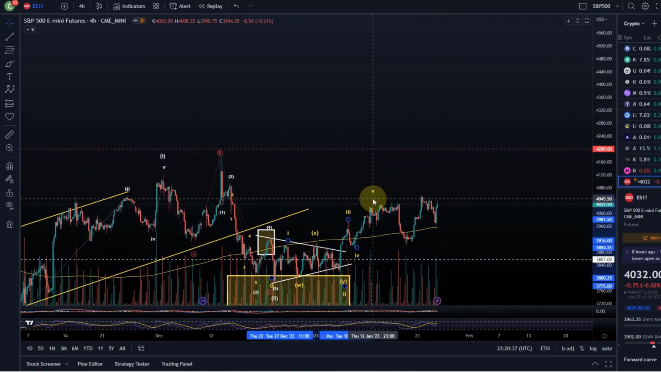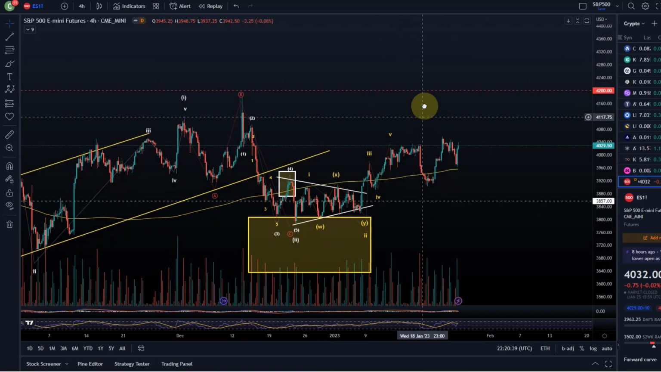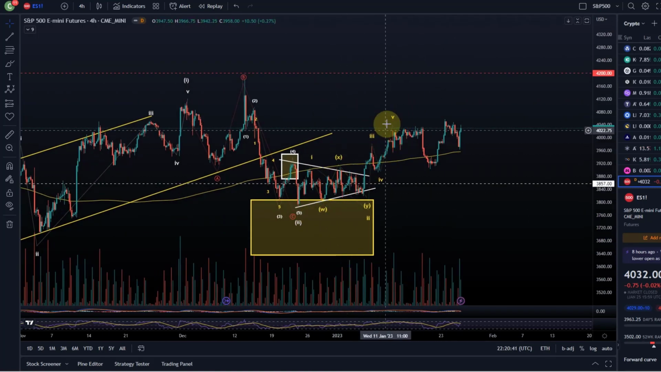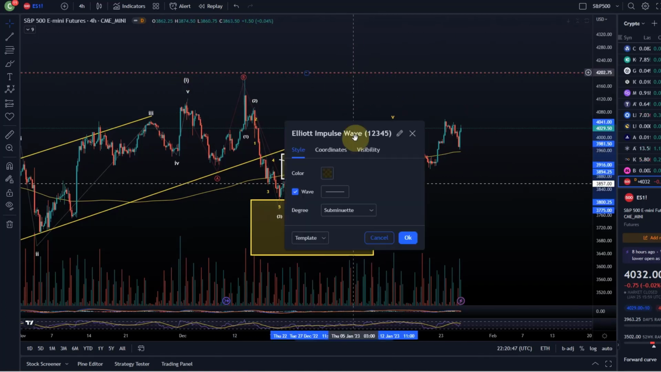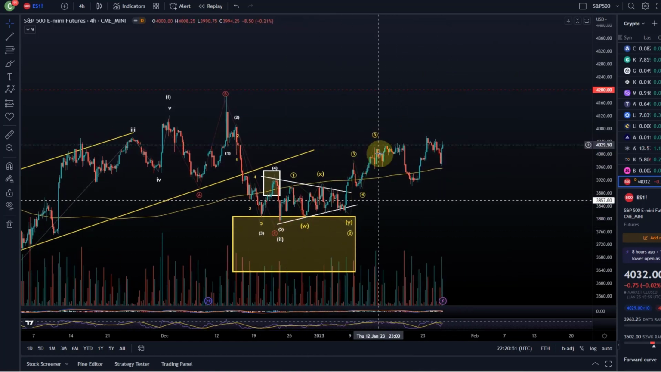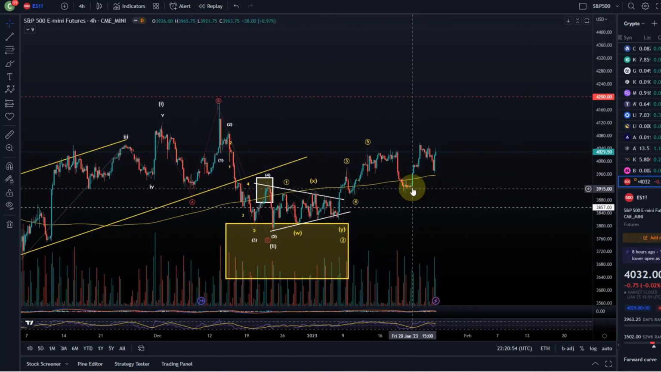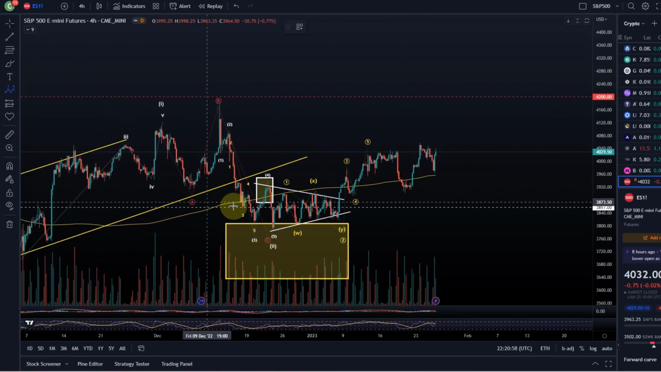The reason is this is not an impulse, but I can get 5 waves here in a diagonal pattern. A big diagonal in another wave 1. So all of these waves, changing the wave degree here, are basically 5 up, at least as far as I can see it, which means this would also count as a larger wave 1.